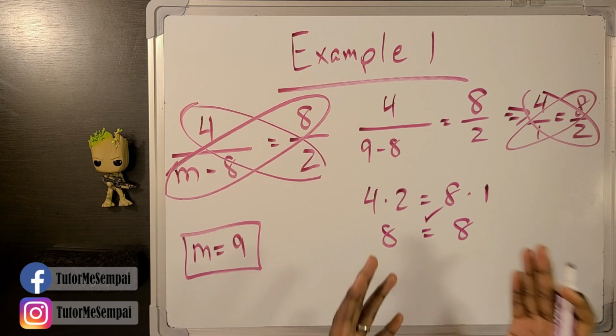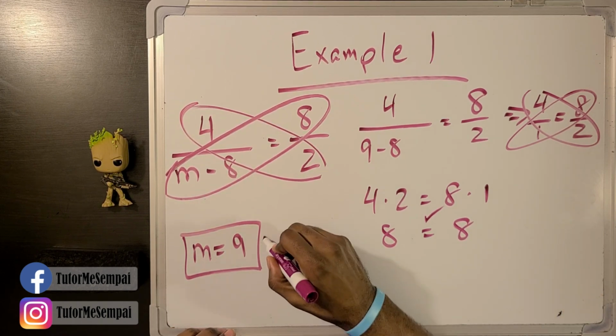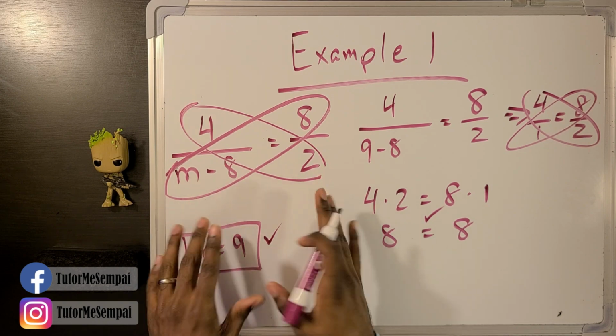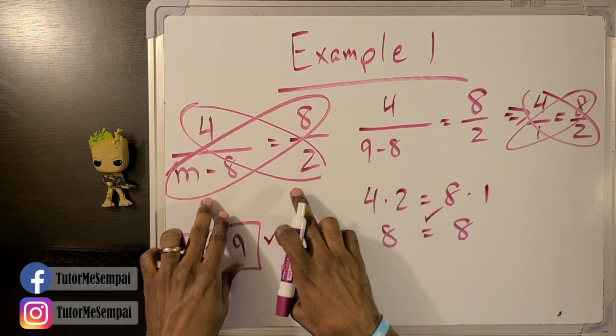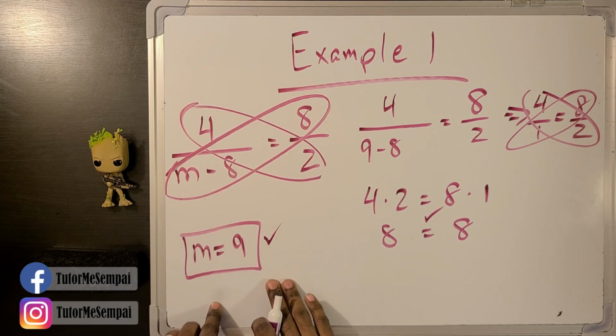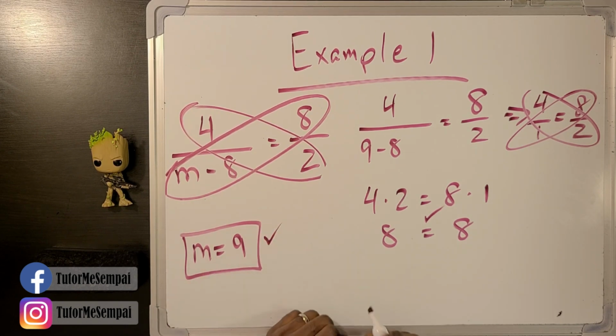Yes, this is true. So we know that our answer, m equals 9, makes this set of ratios, remember this is a proportion, this set of ratios equal to each other, thus makes them a proportion. Let's move on to our next example.